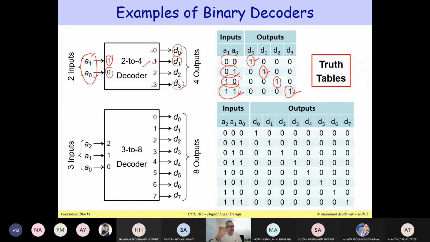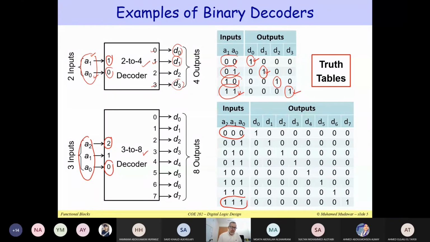Now let us take a look at a 3 to 8 decoder. So this is another example of a 3 to 8 decoder. It has 3 inputs. Now notice how I'm naming these inputs: A2, A1, A0. The most significant bit here is bit 2, and the least significant bit is bit 0. So you can have 8 possible combinations from 0 0 0 to 1 1 1. So these are 8 entries in the truth table.